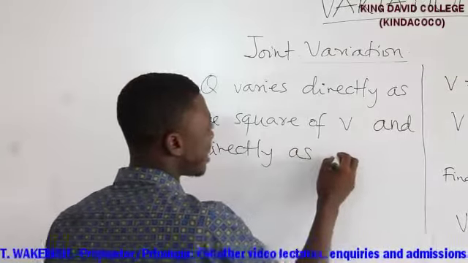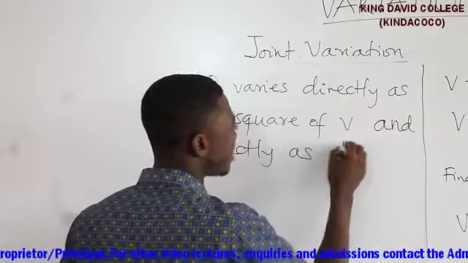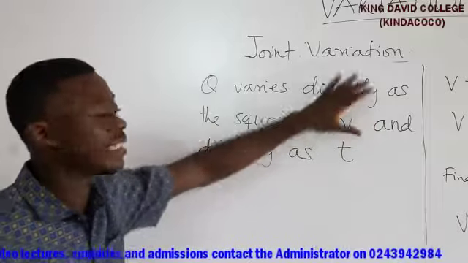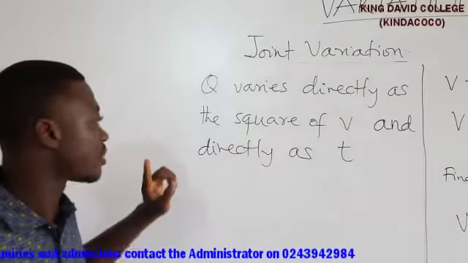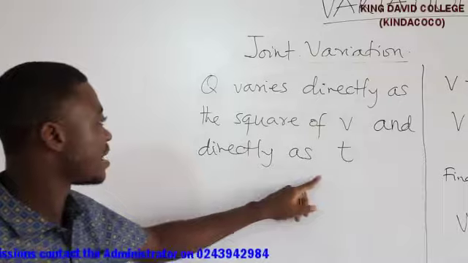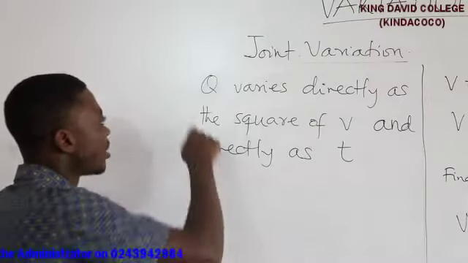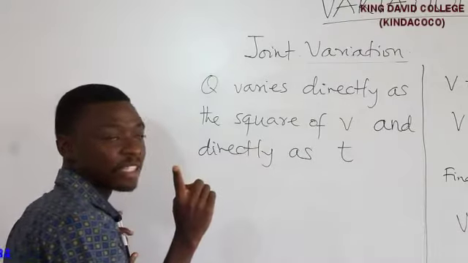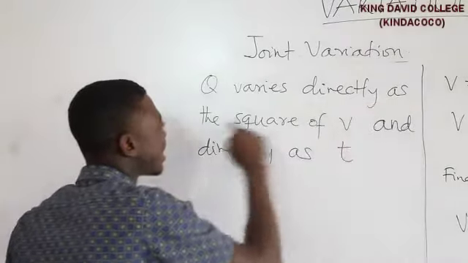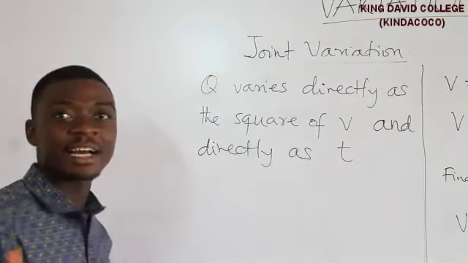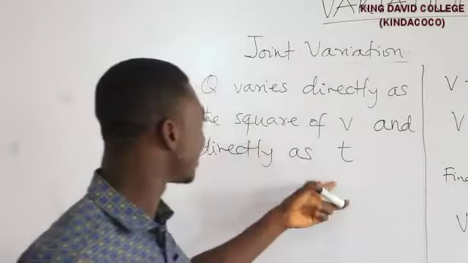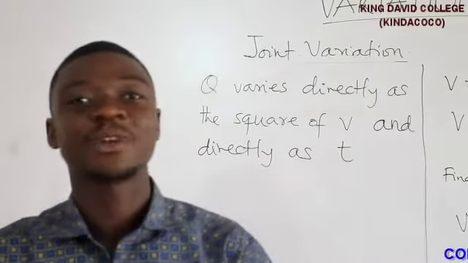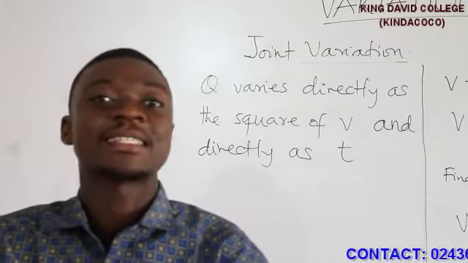Okay, so they are saying Q varies directly as the square of V. That is a single variation relationship, and directly as T. So you can actually say Q varies directly as T. That is one variation. Q varies directly as the square of V, another variation. So you have two different quantities, but they are all relating to Q. Then this is a sample of a joint where both of them are direct.